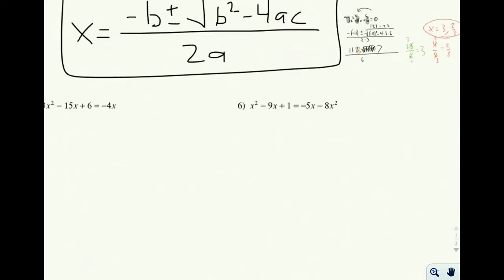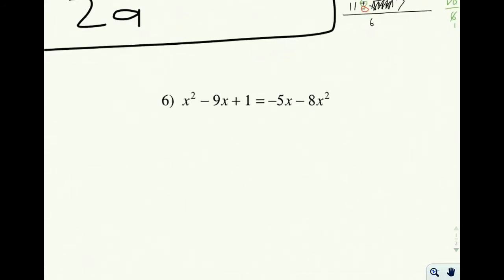We have number 6 here. Again, we have stuff on the wrong side of the equation. We don't like that, so let's get that all over to the same side. To do that, I need to add 8x squared to both sides to make this one go away. And when I do that, I get 8x squared plus 1x squared, so 8 plus 1, they're like terms, they add up to 9x squared.